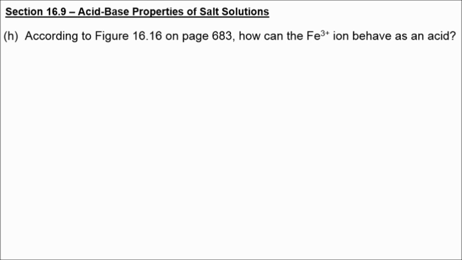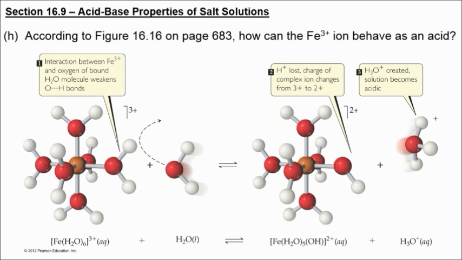According to figure 16.16 on page 683, how could something like iron 3+ behave as an acid? Well, in solution, the iron is going to coordinate to all of these water molecules, and when you have a highly charged cation, it pulls those polar water molecules strongly toward that positive ion. As the strength of the attraction between the iron and the oxygen increases, it weakens the O-H bond, so one of those H pluses is going to produce the hydronium ion. So an iron 3+ is actually a weak acid in solution.